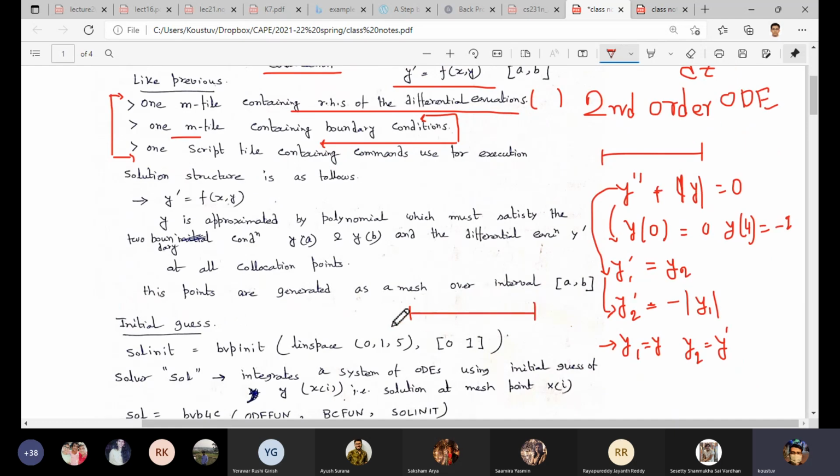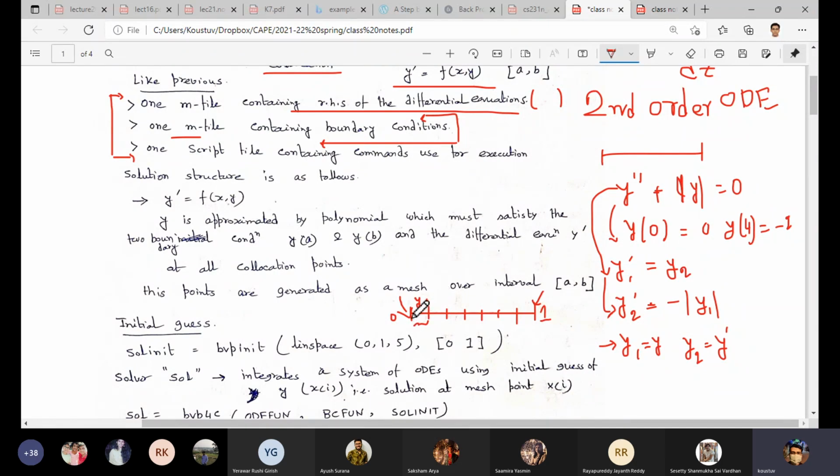That means if this is your x equals 0 and this is your x equals 1, then at the two boundaries your temperature is given, right? Now what it does is divide the space into equally sized points or regions, and over this small region it approximates a y. So y is a kind of certain degree polynomial, cubic spline or some functional form.